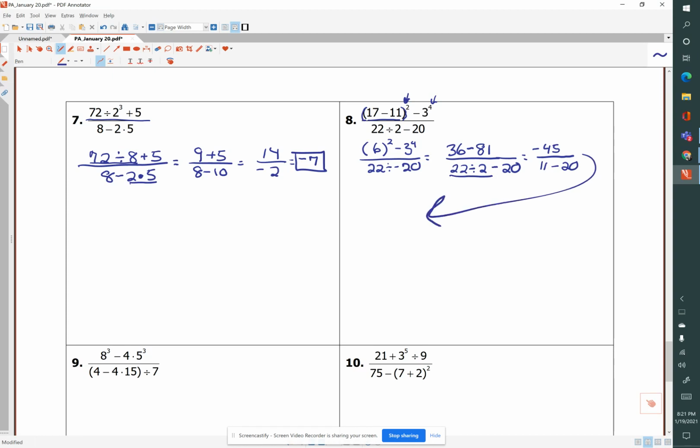And we'll work down here. In the numerator, we have -45, and in the denominator, 11 minus 20 is -9. Now, our answer will be positive because we have a negative divided by a negative, and 45 divided by 9 is simply 5. And that's our final answer.